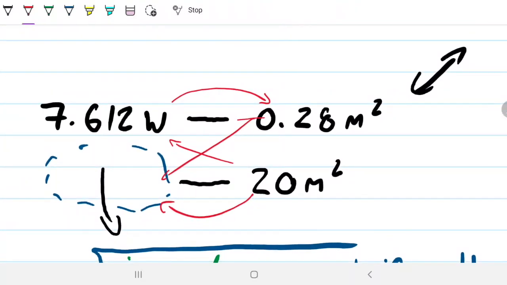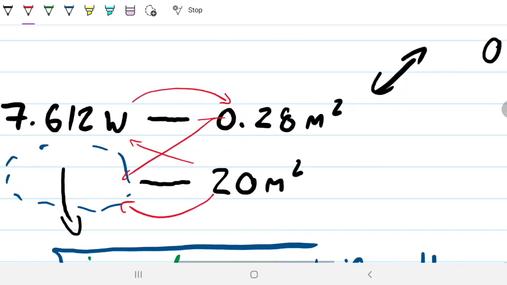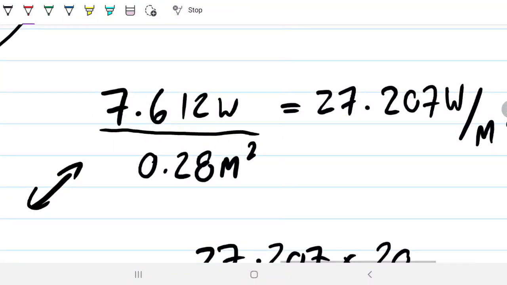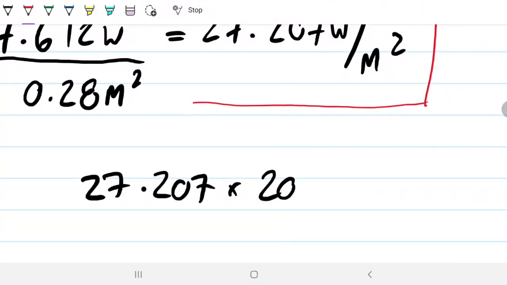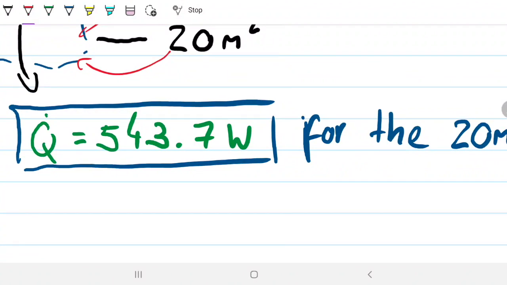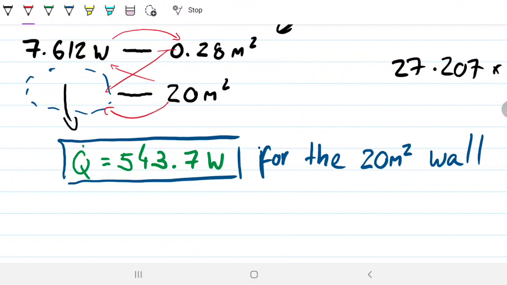The other one is actually doing the whole way of thinking, which is, okay, 7.61 watts is for a 0.28 meter squared area, right? So if I divide one by the other, I'm going to get 27.2, which is equivalent power for every meter squared. But since I have 20 meters squared, I need to multiply this by 20, and then I'm going to get 543. So 543 watts is the total energy that goes through this 20 meter squared wall.